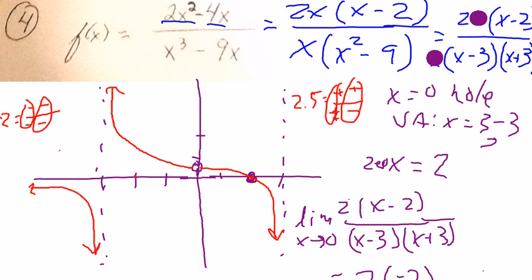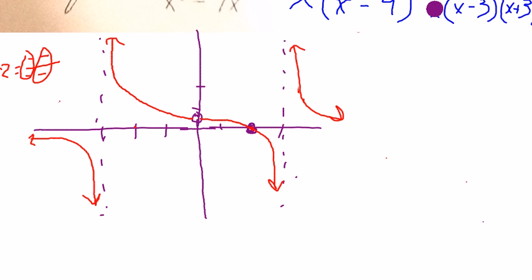Last step, finally, check something bigger than 3. So let's go 4. 4 gives me 2 times 4 is positive, and 4 minus 2 is positive. 4 is positive. 4 squared is 16 minus 9 is positive. So I have to be positive here. So I got to be going like that. Cool. All that work, and I haven't even answered the question yet. But I have an awesome graph, so it's going to make answering these questions super easy.